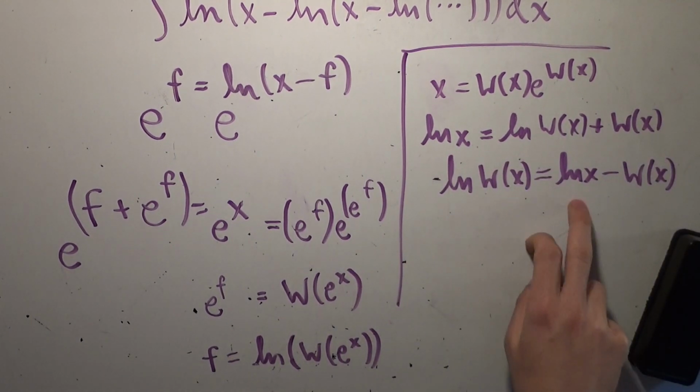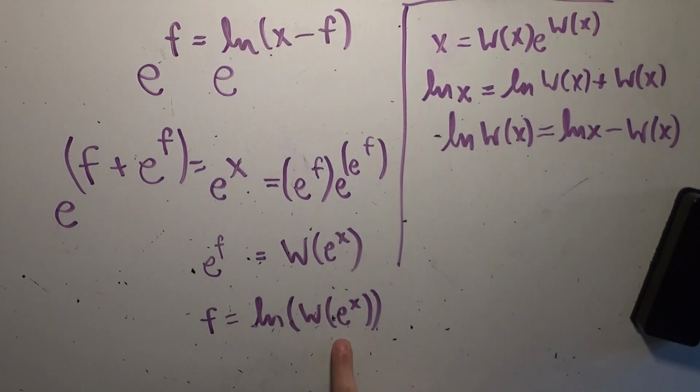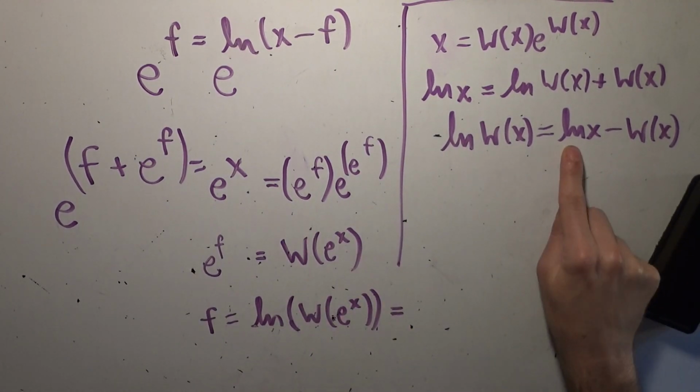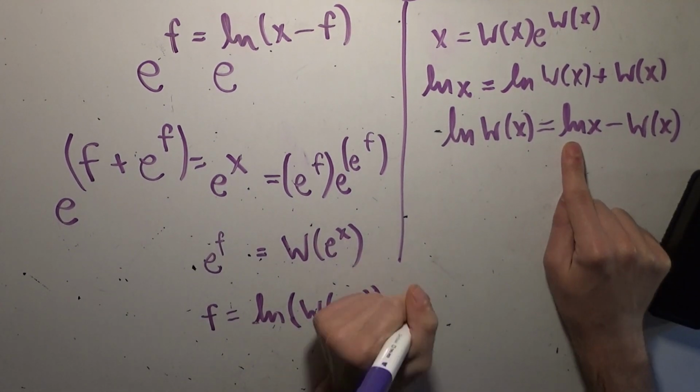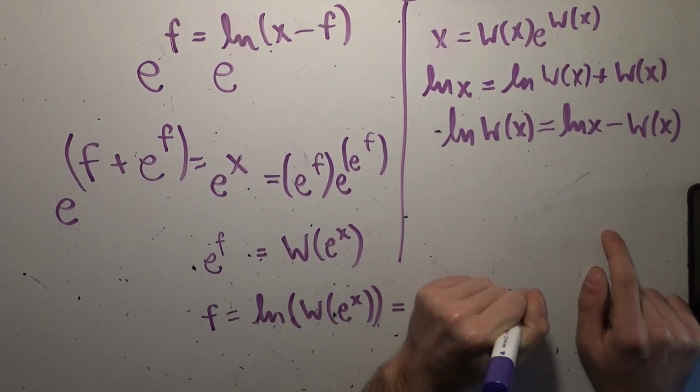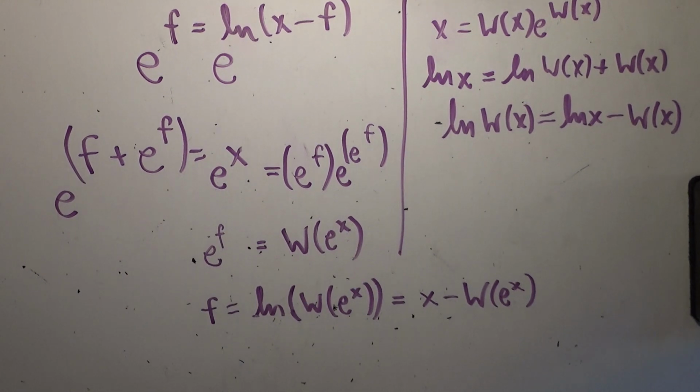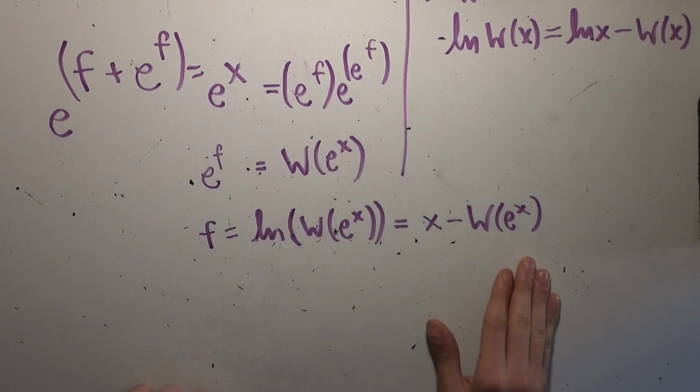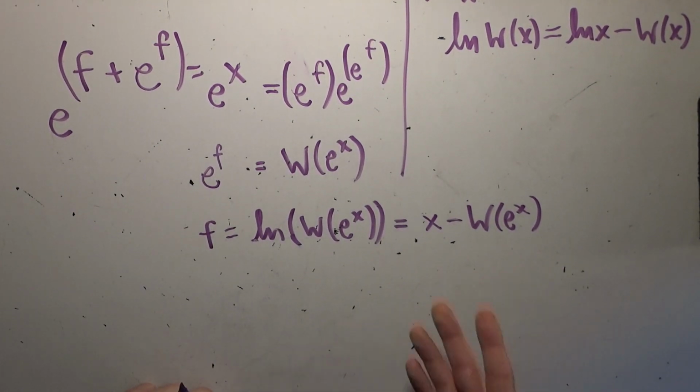So replacing x with e to the x, we can say that this is equal to the natural logarithm of e to the x, which is x minus W of e to the x. Right? And now we can actually answer a couple questions about this function in a nicer way.